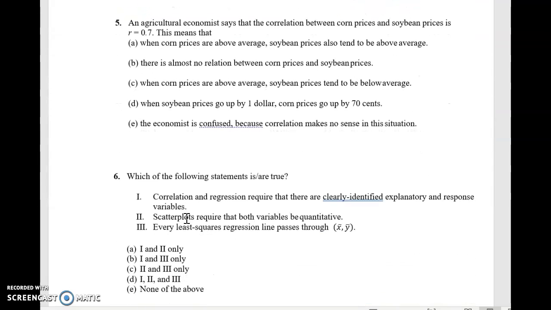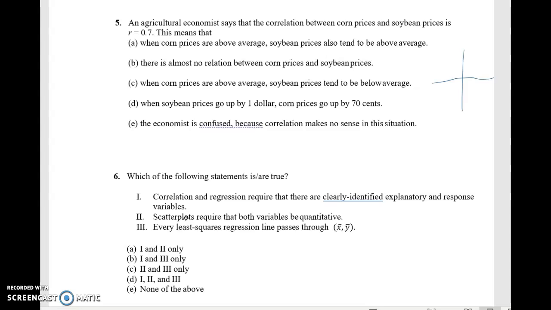For question number 5, we're talking about correlation between corn prices and soybean prices. So it says R is equal to 0.7. Now, if we remember, when we talk about correlation, you can think about things in terms of above the mean or below the mean. Or you can think about as one increases, the other one increases. So a lot of times we say this positive correlation means that if you increase one, the other one has to increase. But it also can refer just to the general relationship, like when we talked about the y bar and the x bar, right?